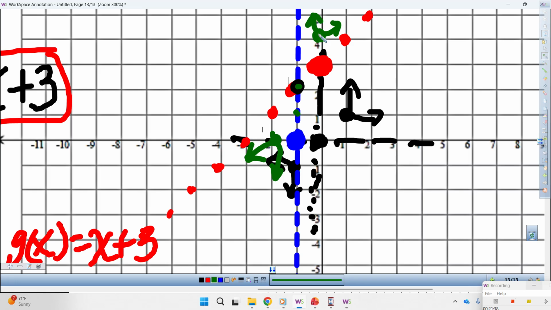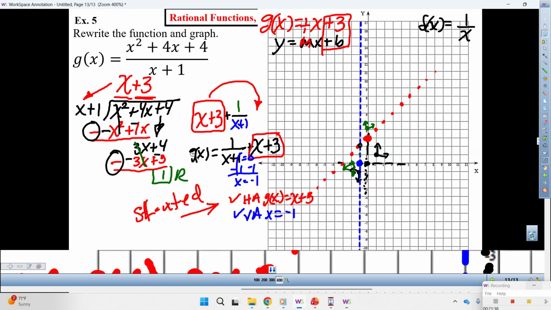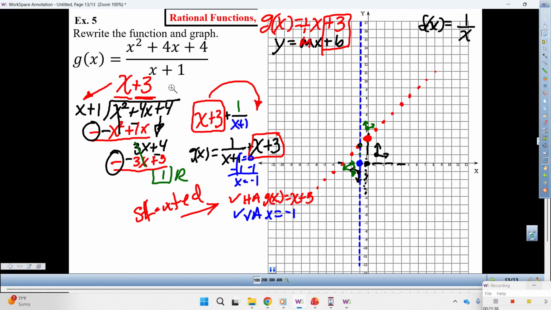All right. So, let's look at the whole thing. We started off with our f of x. From there we did long division. We rewrote it, found our HA being x plus 3. Our VA, we set it equal to 0 and solved. We plotted our asymptotes, and then we just transferred that to the graph. We got some 3s, 4s, 5s.